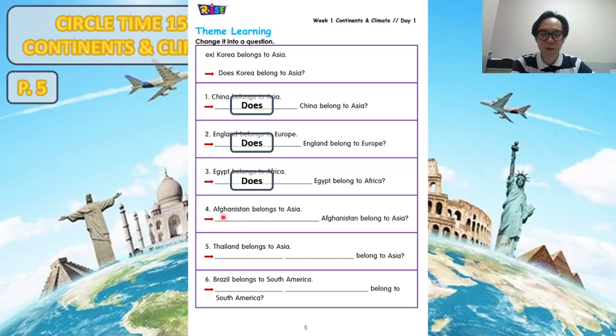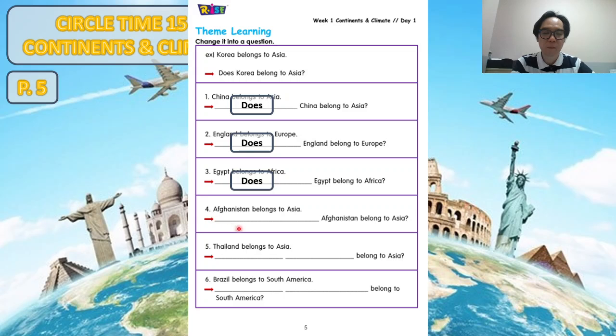We have Afghanistan. So how do we read this? Well, we have to make the sounds. A and F together makes af. And then GH, do we say guh? Nope. G and H, when they're together, H makes no sound, so we just say g. Af, g. And then AN, af, g, an. Afghan, is, tan. Afghanistan. Afghanistan belongs to Asia.